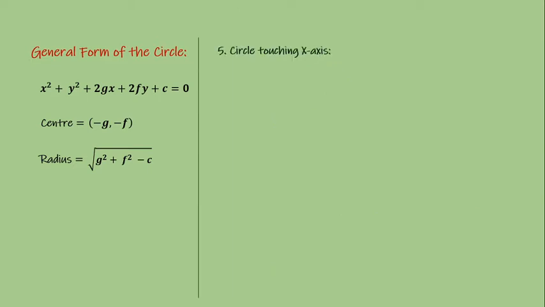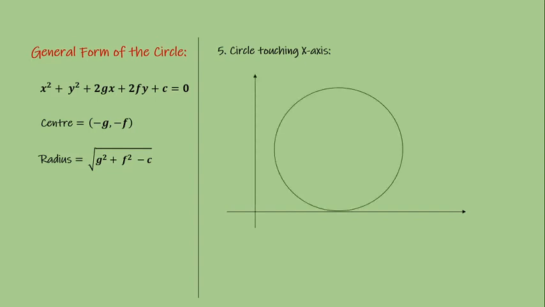Now, what if the circle is touching the x-axis? I'm considering, say, this is the x-axis and here is the y-axis. Now I have shown one circle touching the x-axis. C is the center of the circle, which is minus g comma minus f. With reference to this, we are writing. Further, we are drawing one perpendicular from C on the x-axis. As the x-axis is a tangent, this perpendicular is the radius.